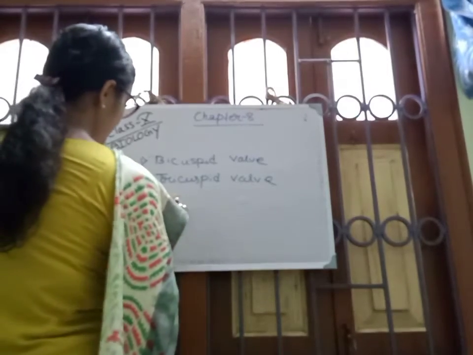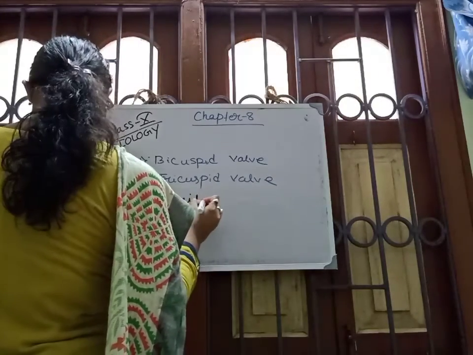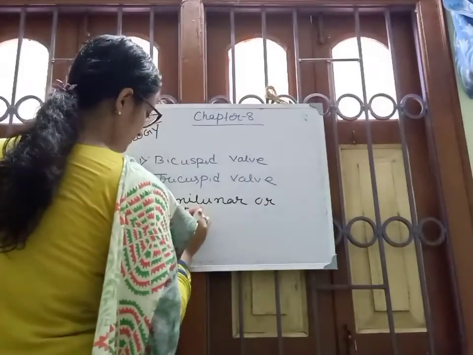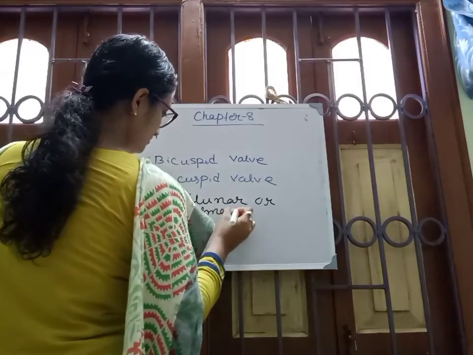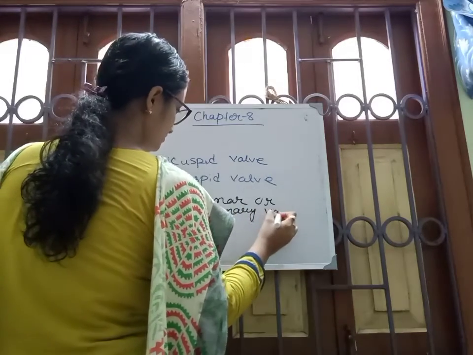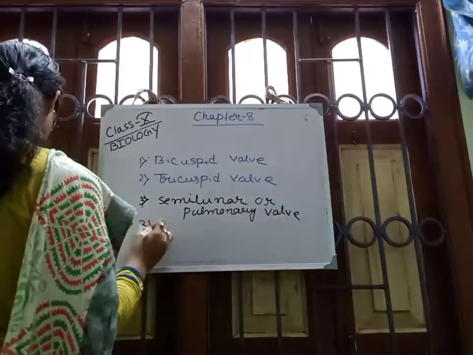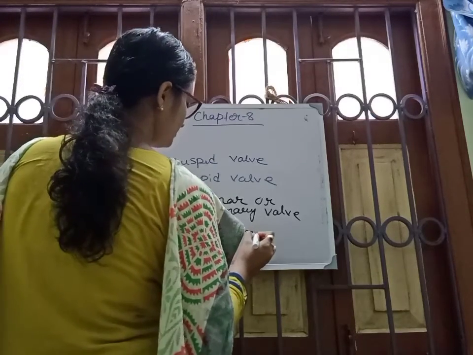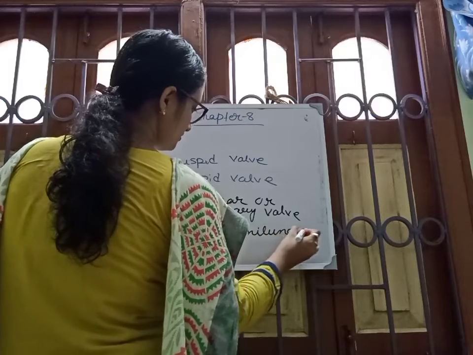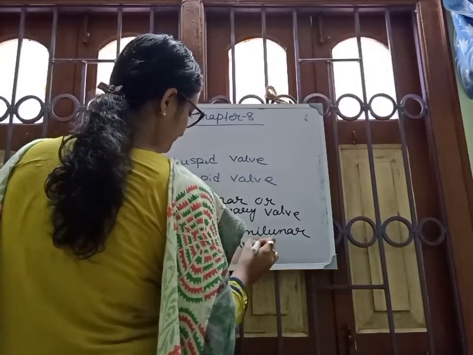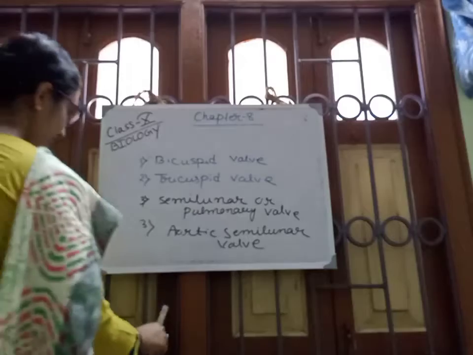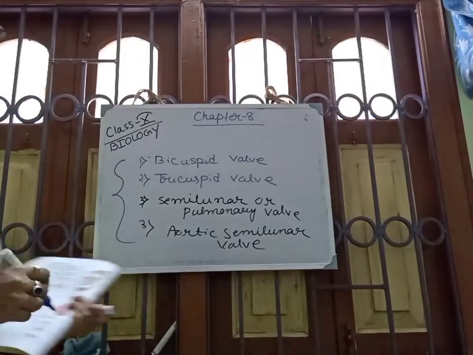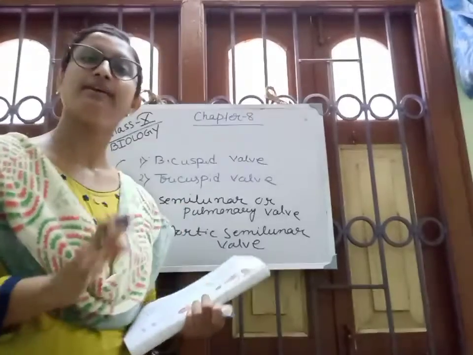Number 3, the semilunar or pulmonary valve, and number 4, the aortic semilunar valve. There are four types of valves present in the heart, and the internal structures of the heart are completed.